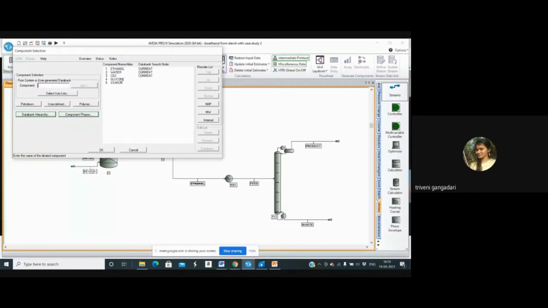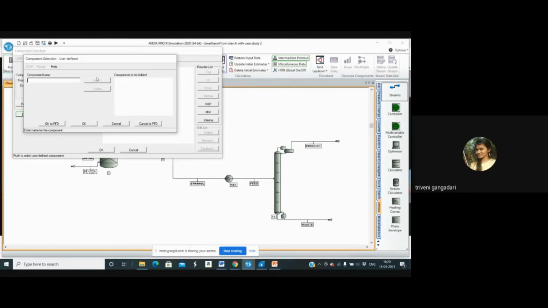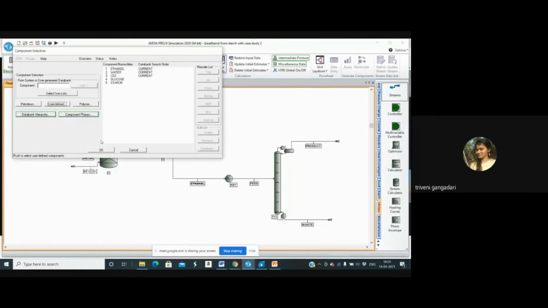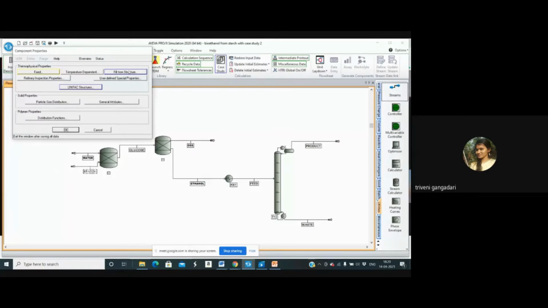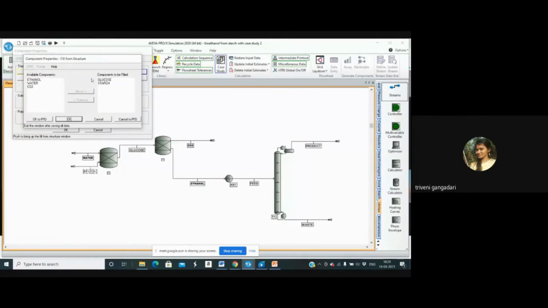And in the Pro2 data banks, starch and glucose are not available. So there is a need for building these components. In order to build these components using Pro2, first we have to click on user define and add the components here. And then to build the components, we have to go to component properties and then click on fill from structure and add glucose and starch here in this block and then click on OK.